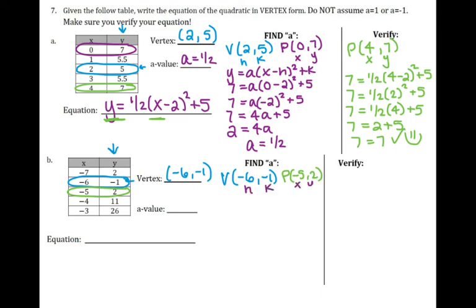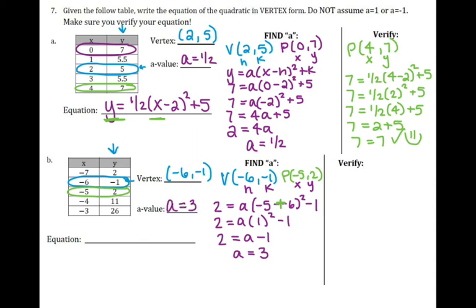Vertex is h, k. Point is x, y. y equals a(x minus h) squared plus k. I chose to skip rewriting the vertex form since this is our fourth time doing it. And of course, since I'm subtracting that negative, let's change that to a plus. Order of operations. Negative 5 plus 6 is 1. 1 squared is 1. Add 1 to both sides, and you get a equals 3.